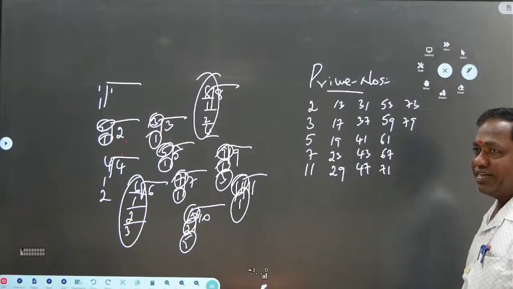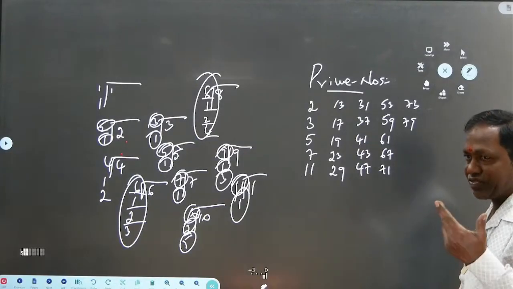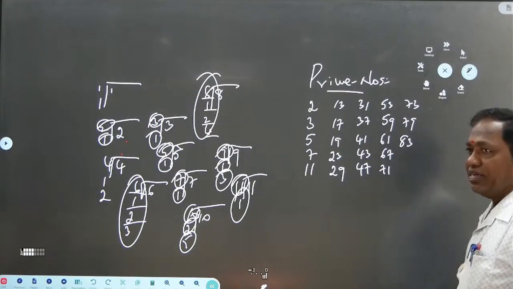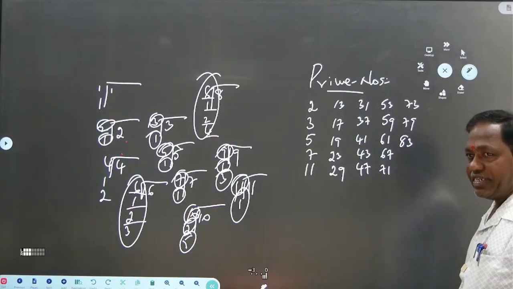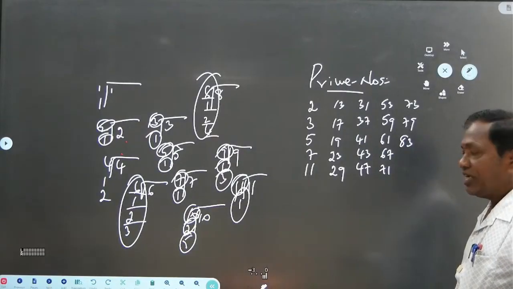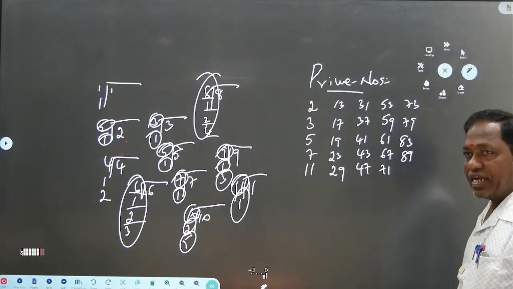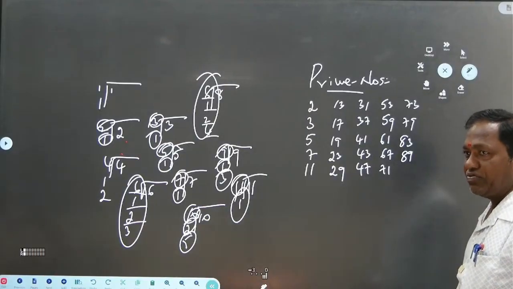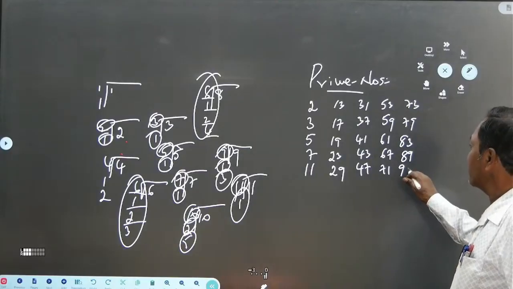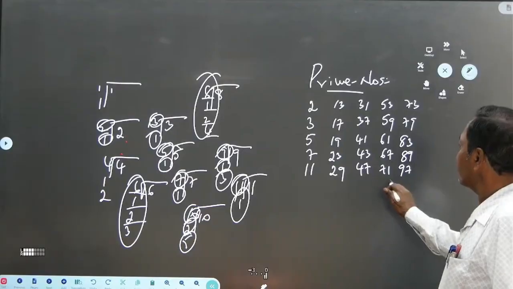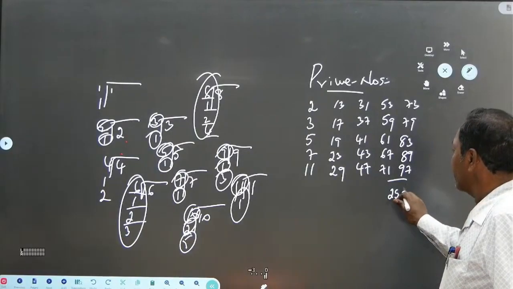80. 81 is a square of a number, 9 squared. 82, 83, 84, 85, 86, 87, 88, 89, you can take. 90, 91, 92, 93, 94, 95, 96, 97 can be taken. See that, 98, 99, 100. So how many are here totally? 25.